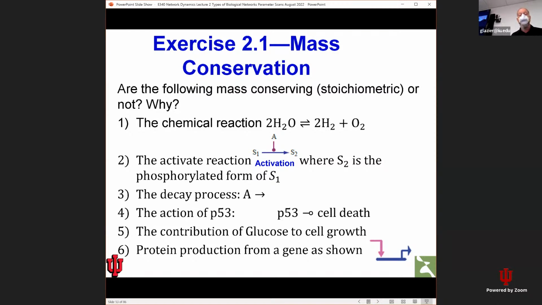So here I have S1 is the dephosphorylated form of S2, and the phosphorylation is promoted by A. Is that mass conserving or not? That's a little bit of a cheat because I've talked about phosphorylation a little bit, but we didn't go into the details. That's one where if you have more biological background, that's going to be easy.